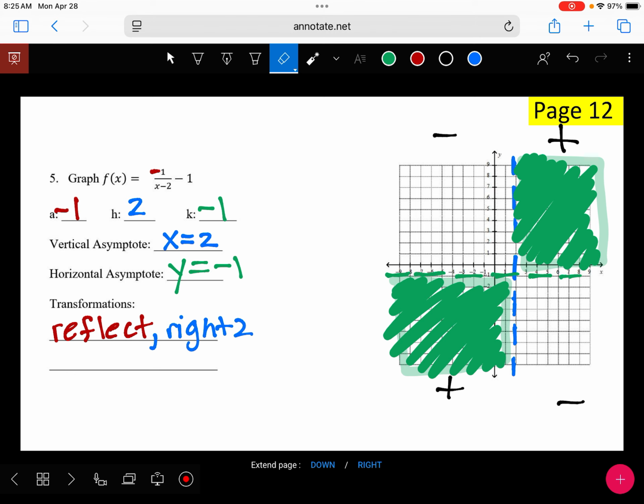Oh, I forgot to write down 1. So it goes down 1. Down 1. Because of that K, can you also write that you have a transformation? Because K is -1, it goes down 1. Let me write that down. I forgot to.